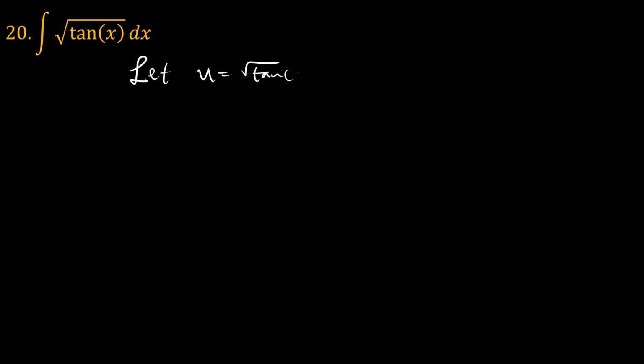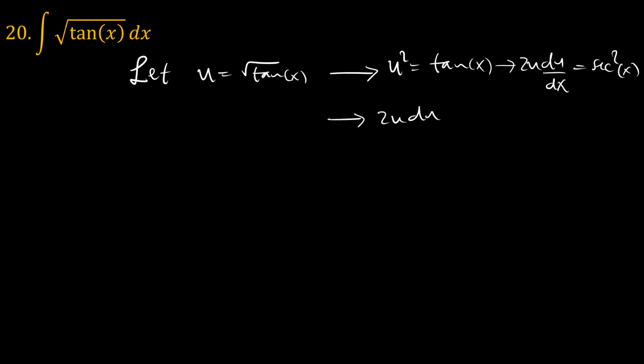To problem number 20, which is the indefinite integral of the square root of tangent of x. As is usual, we'll just say let u be equal to square root of tangent of x, implying that u squared is equal to tangent of x, meaning that 2u du dx is equal to sec squared of x, and that means that 2u du is equal to sec squared of x dx.